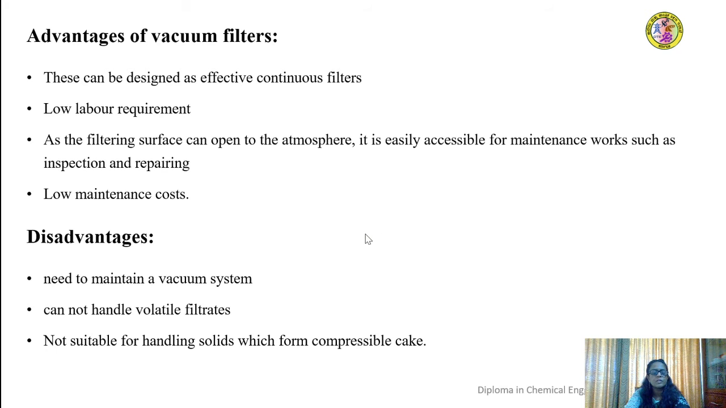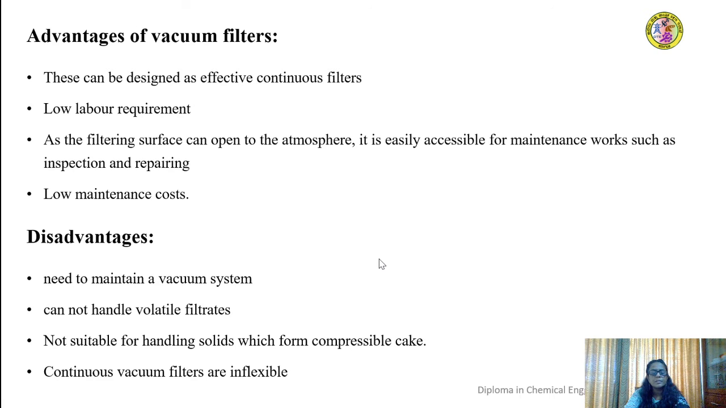Also, vacuum filters are not suitable for handling such type of solids which can form a compressible cake. That is because when vacuum is applied initially, the solids will be tightly forced to press against the filter medium. If the solid has a tendency to form a compressible cake, then the initial layer of the cake that is formed will be tightly pressed on the filter medium to form a dense impermeable cake layer. In that way, the rate of filtration gets affected. So it is not suitable for handling such kinds of solids where a compressible cake is formed.